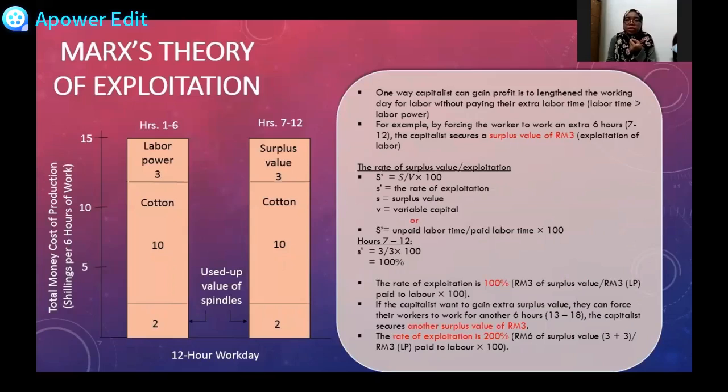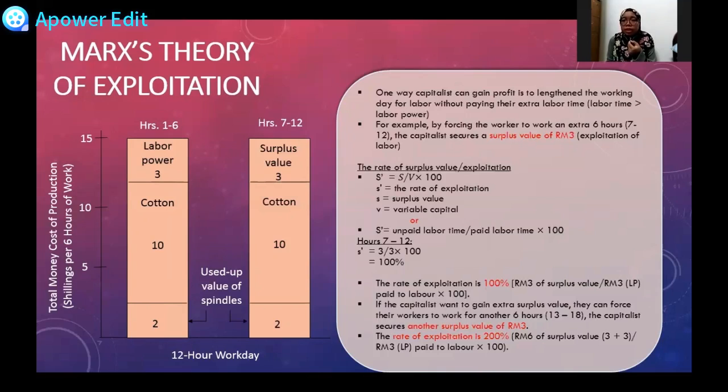Okay, for the next theory, the x-axis is a 12 hour workday, and the y-axis is total money cost of production. One way capitalists can gain profit is to lengthen the working day for labor without paying for the extra labor time. It is labor time over labor power. So for example, by forcing the worker to work an extra 6 hours, which is hours 7 to 12. You can see from the graph, the second bar chart, the capitalist secures a surplus value of 3 ringgit, which is exploitation of labor.